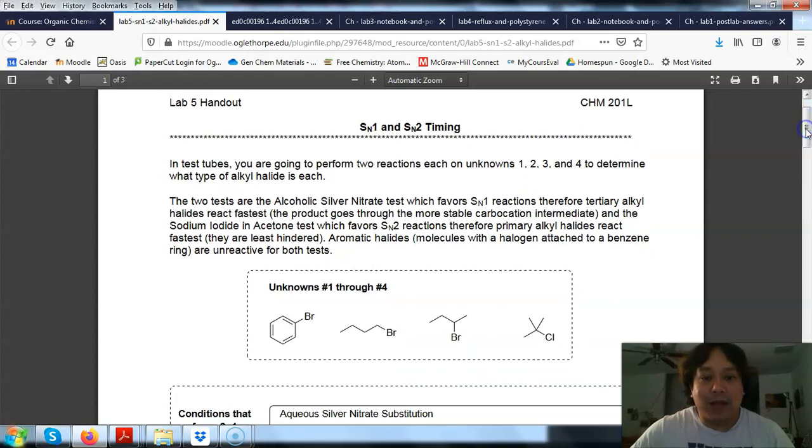SN1 and SN2 timing. Basically what you're doing in this lab is you're running two tests to figure out what unknowns 1 through 4 are, and these are your choices. We're doing substitution reactions, and there you know that there are two types of substitution pathways, SN1 and SN2. For SN1 we're going to use an alcoholic silver nitrate test. For SN2 pathways we're going to use the sodium iodide in acetone test.